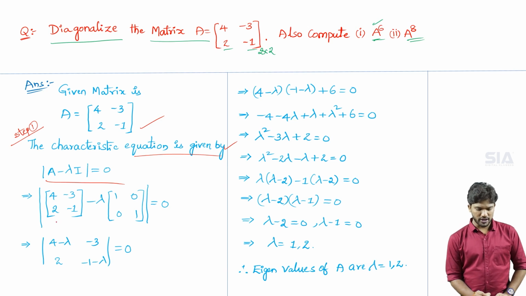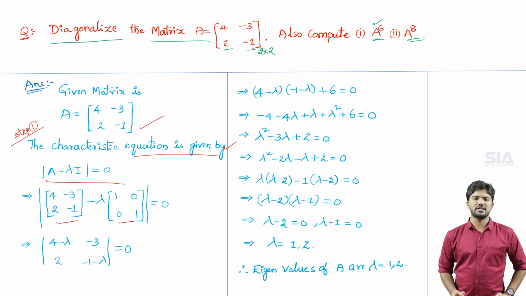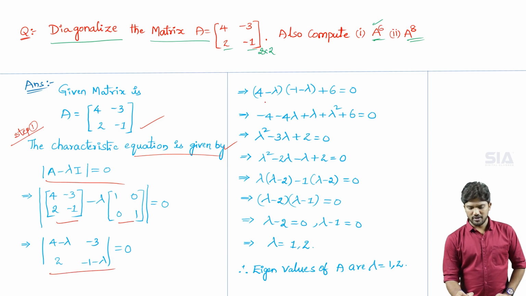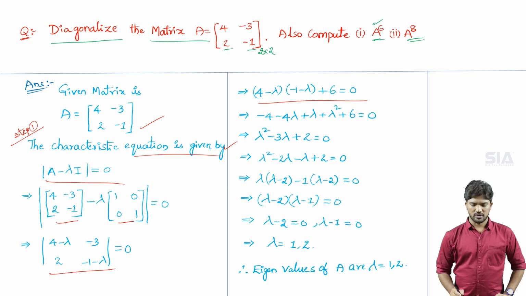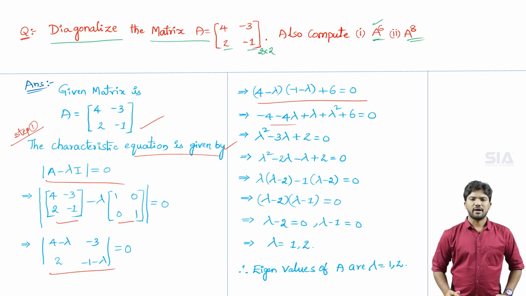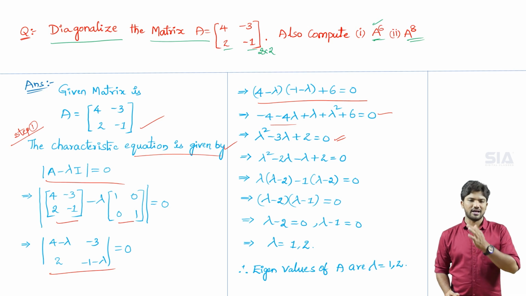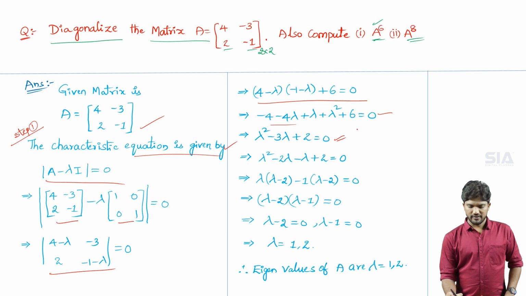So substitute the corresponding values, capital A minus lambda I equal to 0. Take the subtraction and simplify, you will get in this format: (4 minus lambda)(minus 1 minus lambda) plus 6 equal to 0. Simplify again: minus 4 lambda plus lambda square plus 6 equal to 0. If you simplify again, you will get a quadratic equation in terms of lambda: lambda square minus 3 lambda plus 2 equal to 0.